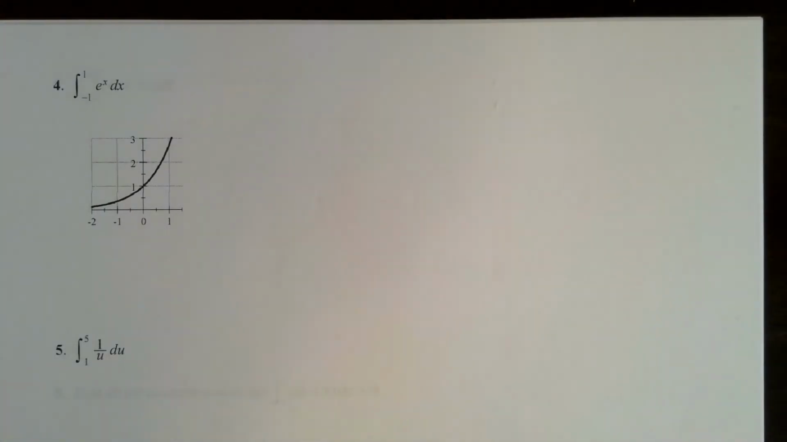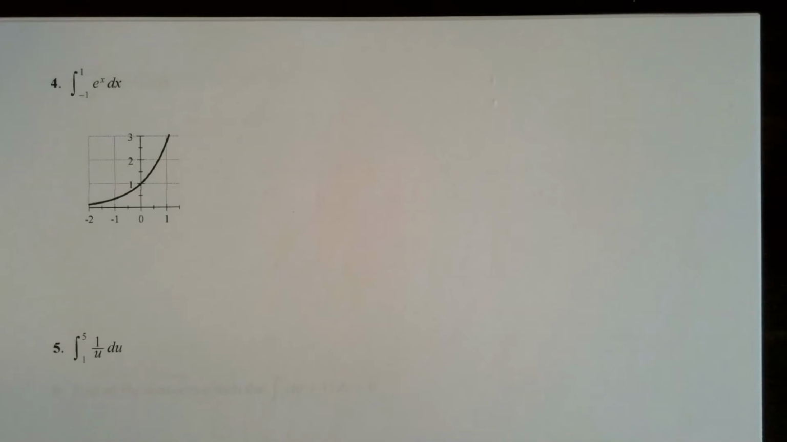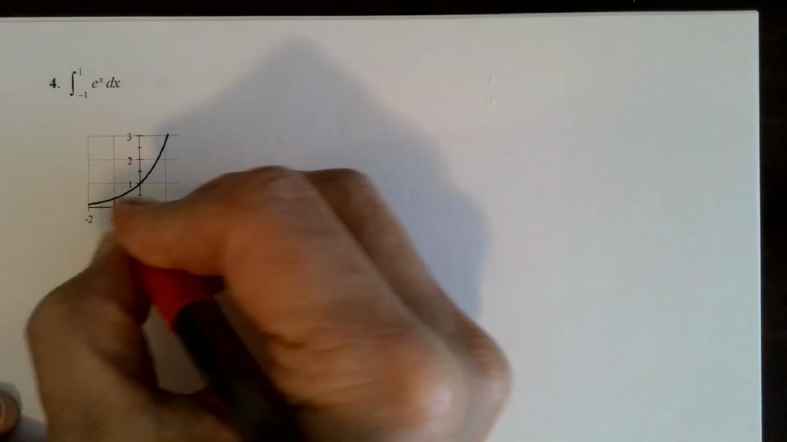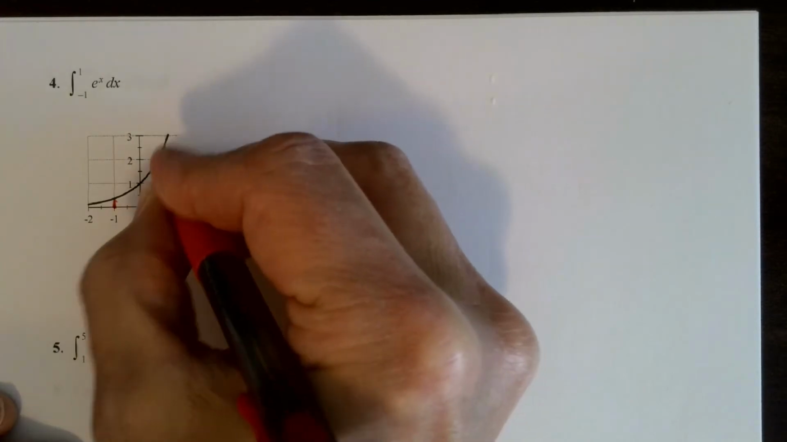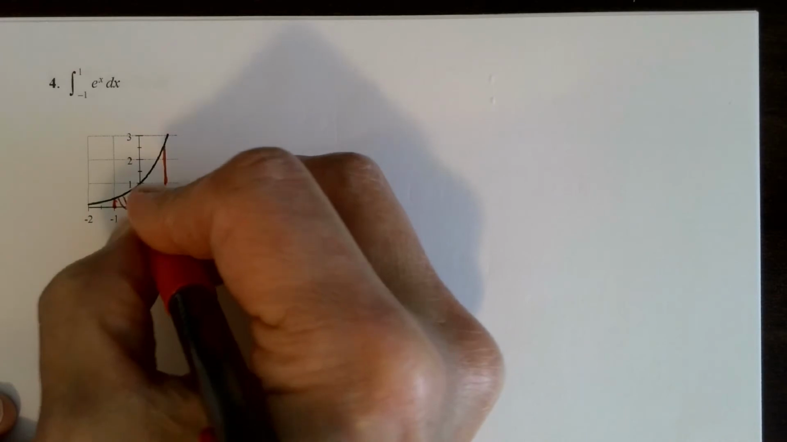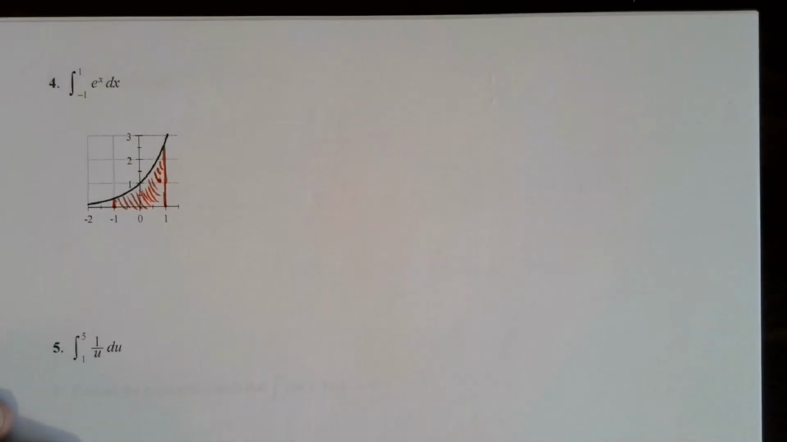Let's throw the exponential function, e to the x, into the mix. In this case, going from negative 1 to 1, so negative 1 is here to 1, this is the e to the x function. It's positive on that integral, so I'm going to get this shaded in area. Okay, what do you think that shaded in area is? Is it like 2 again? Is it a nice number?